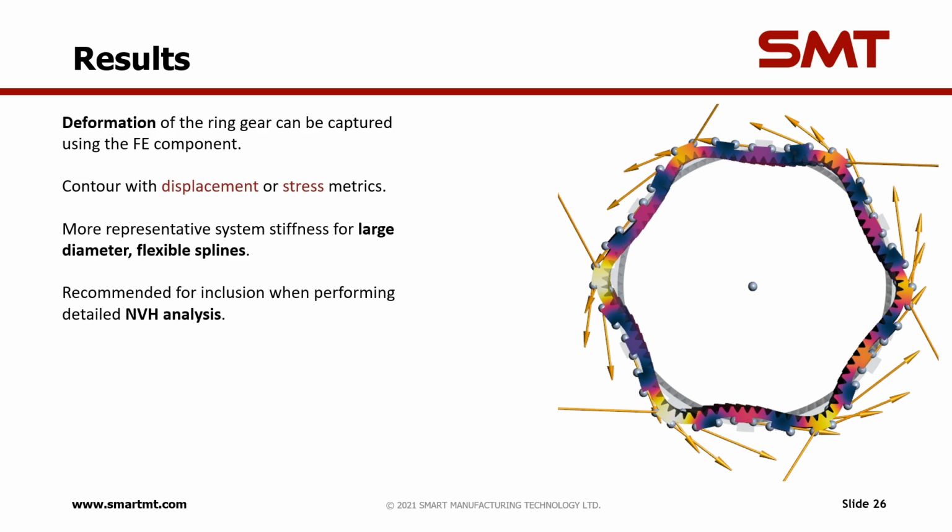And this is more representative of the system stiffness for large diameter and flexible splines. And if you're doing some detailed MVH analysis, then it is recommended that this level of detail is included. Obviously, this adds a lot more realism to your model. So if you're doing some kind of sensitive studies such as an MVH analysis, then it's recommended that you do include this level of information.